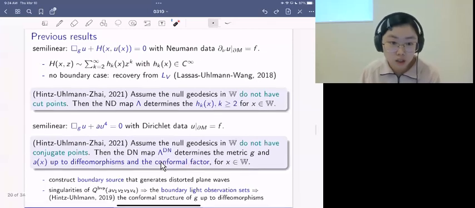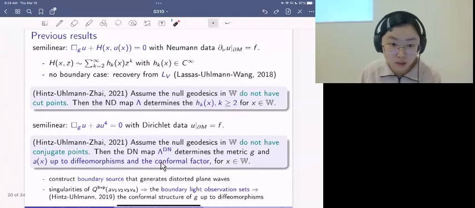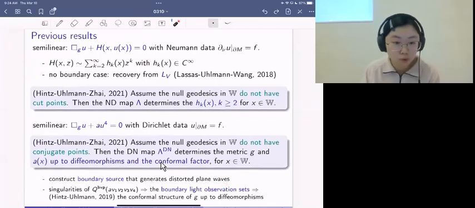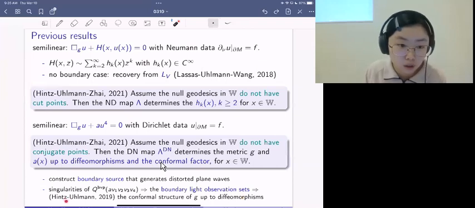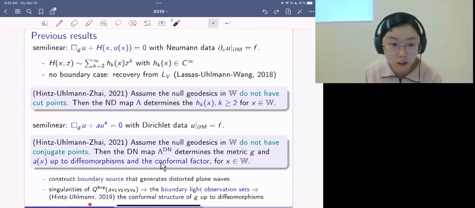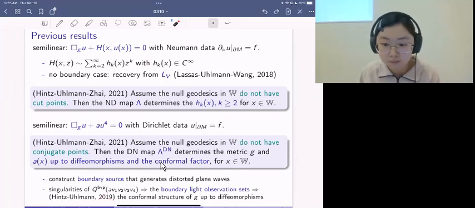The main idea is one can construct the boundary source that generates these total plane waves, and to recover the metric, one can detect the singularities of the fourth order linearization on the boundary. So this gives us the boundary light observation set. If there are no conjugate points, then the boundary light observation set will determine the conformal structure of the manifold up to diffeomorphisms. This is proved by the paper of Hintz and Uhlmann in 2019.